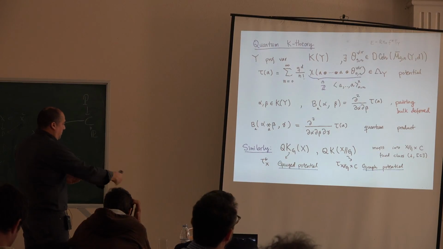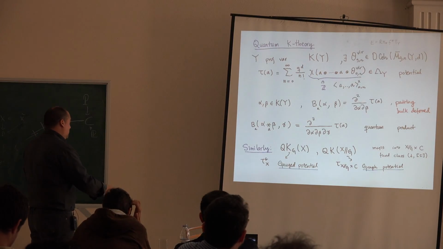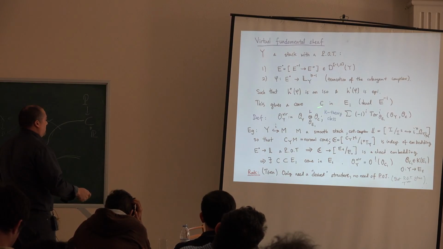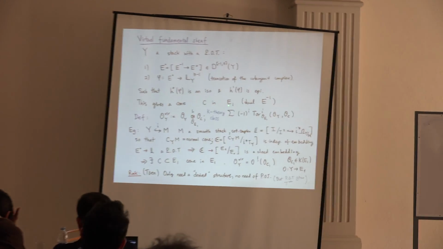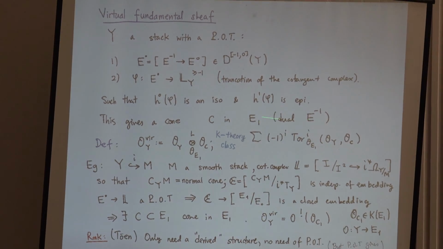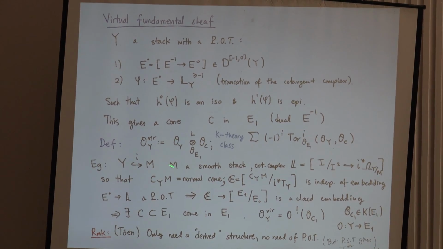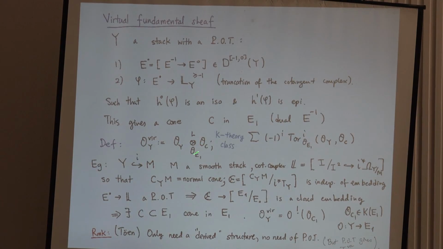So remember, you have a principal component that has been chosen here. And so, well, I'm not going to say what the virtual fundamental sheaf is. It's very simple: if you have a perfect obstruction theory, that essentially gives you a cone in the E1 component of the perfect obstruction theory. This is the dual of the E-1 of the perfect obstruction theory. And then you just take the left-derived tensor product, inside E1, of the fundamental sheaf of Y with the cone, which in K-theory is just this class, the sum of the Tors. So it's pretty easy to do.